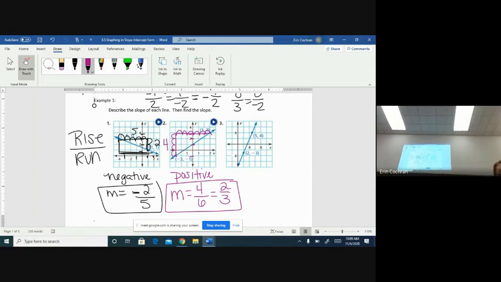So looking at this, I used the points that they gave me. But if you notice right here, they do have this point here of 0, 1. So I could have gone up just 2 and to the right 3 and gotten 2/3.